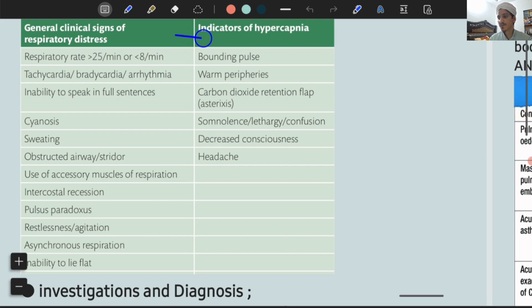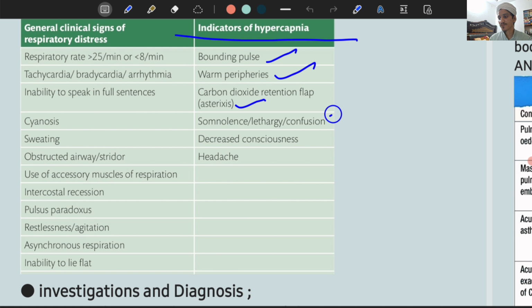What are the indicators of hypercapnia? Bounding pulse, warm peripheries, asterixis, somnolence, lethargy, tiredness, weakness, confusion, decreased consciousness, headache, especially morning headache. Morning headache in cases of chronic respiratory failure.